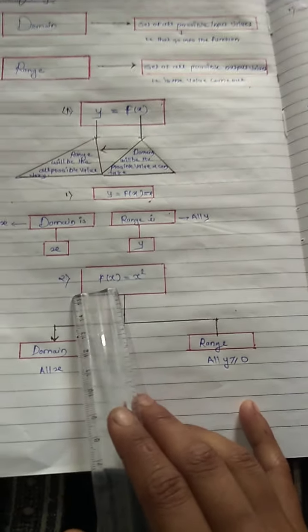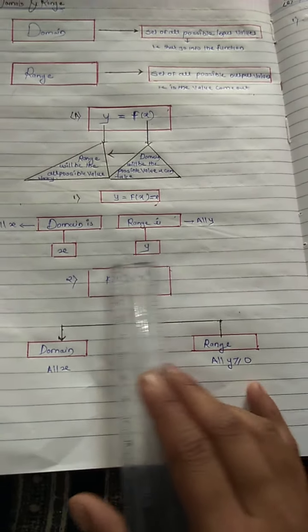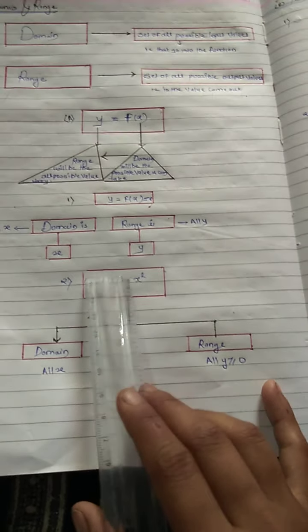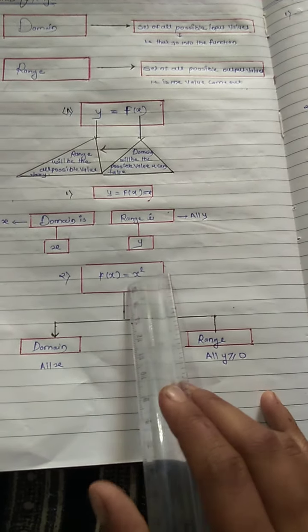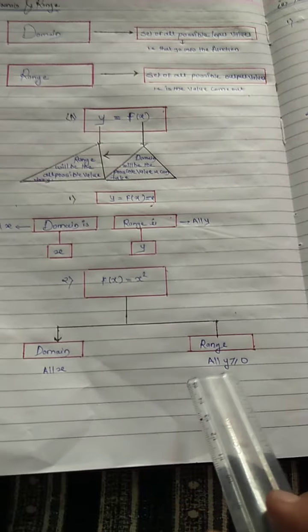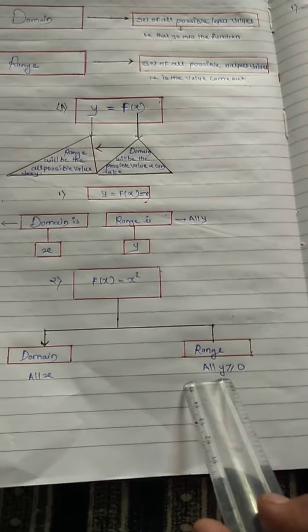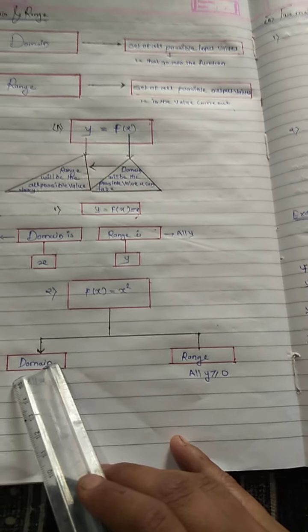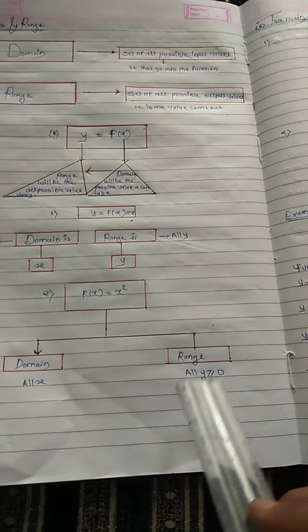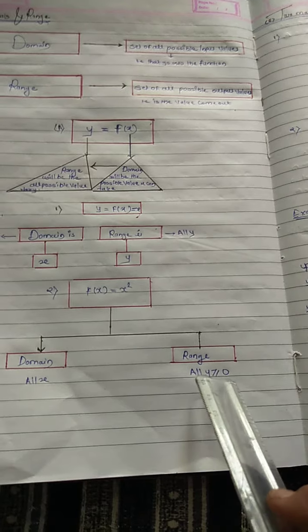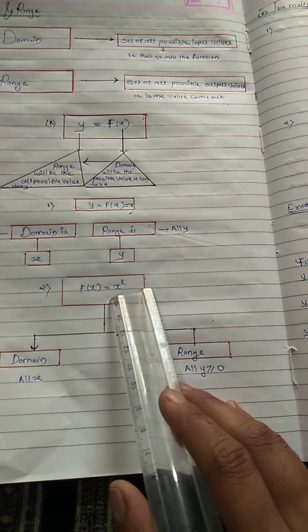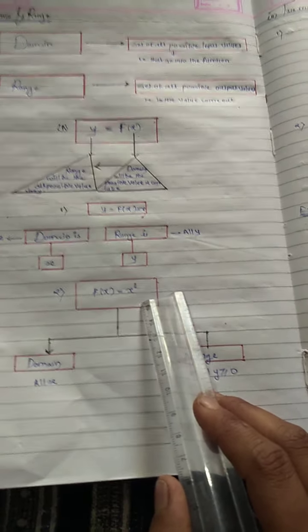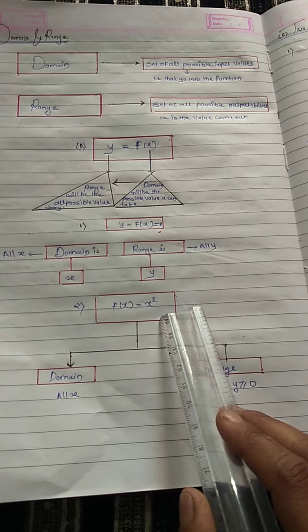Second function: f of x is equal to x square. What is the domain of this function and what is the range of this function? The domain of this function is all x and the range of this function is greater than or equal to 0, because input x can take any value. The range is greater than or equal to 0 because the square of any number cannot be negative. It is always a non-negative number.